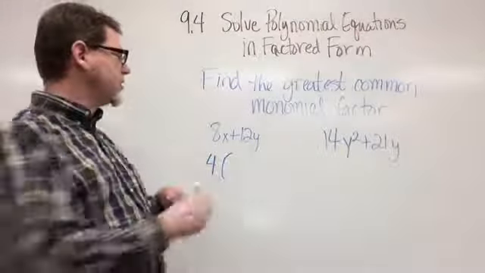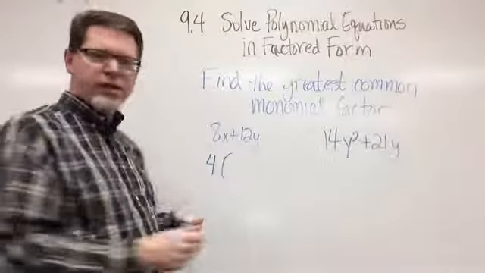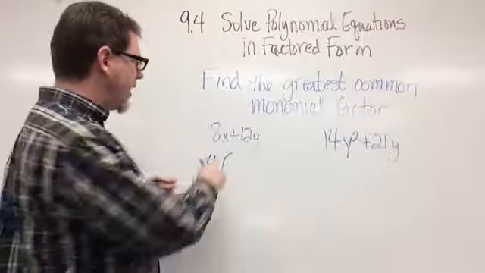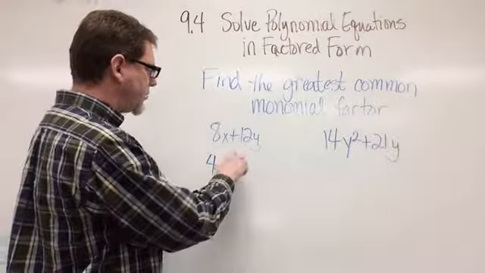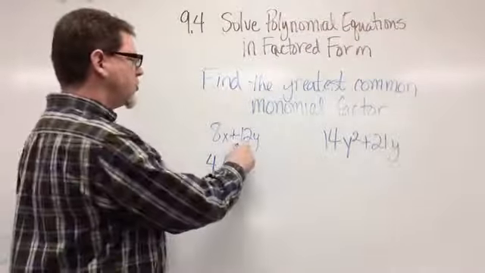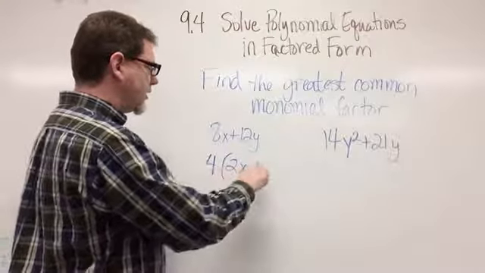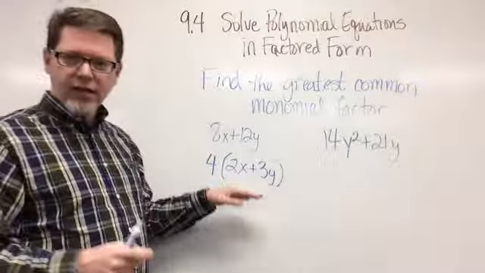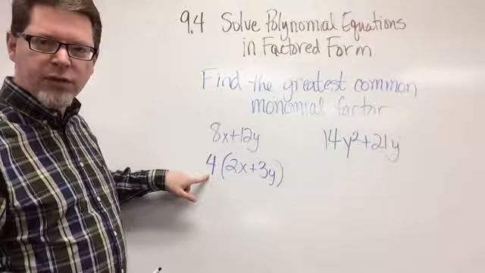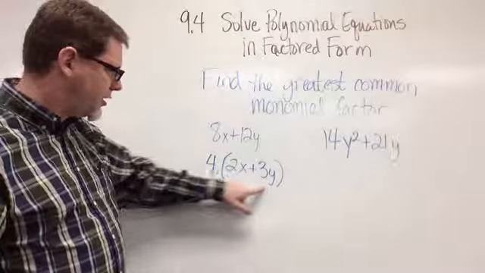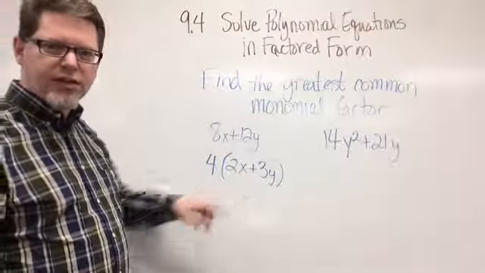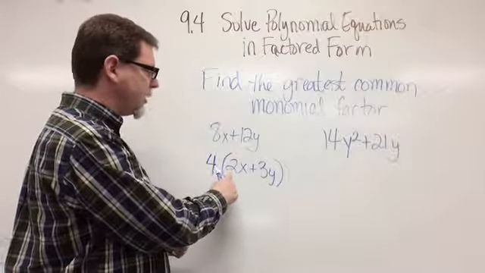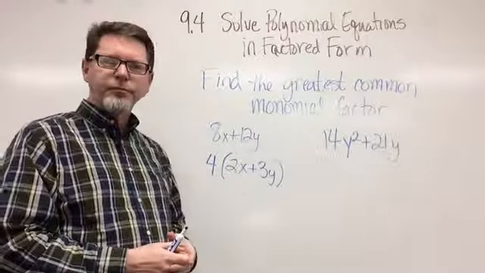So now what I'm going to do is divide each of these terms by 4. It's kind of the reverse of the distributive property. So 8x divided by 4 is 2x, and 12y divided by 4 is positive 3y. So this is my greatest common monomial factor, and here is the other factor. So I did 8x plus 12y divided by 4, and I got 2x plus 3y.